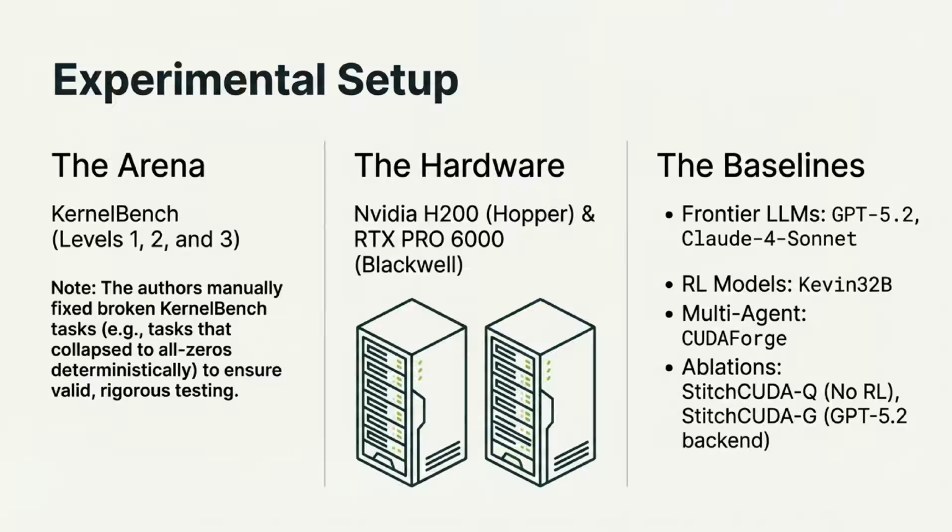We rigorously tested this approach. Our testing arena was KernelBench levels 1, 2, and 3, and we manually fixed broken tasks within the benchmark to ensure valid testing. We ran our experiments on top-tier hardware, specifically the NVIDIA H200 and RTX Pro 6000. We compared StitchCUDA against strong baselines, including frontier LLMs like GPT-5.2, RL models like Kevin32b, and other multi-agent frameworks like StitchCUDA Forge.